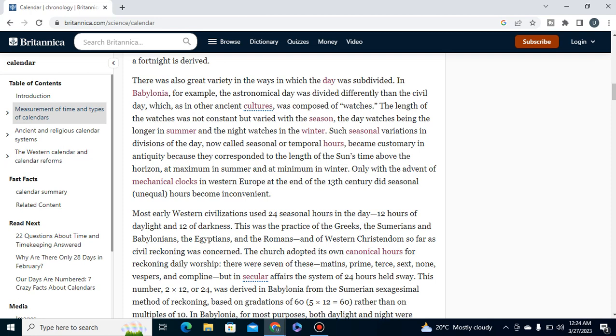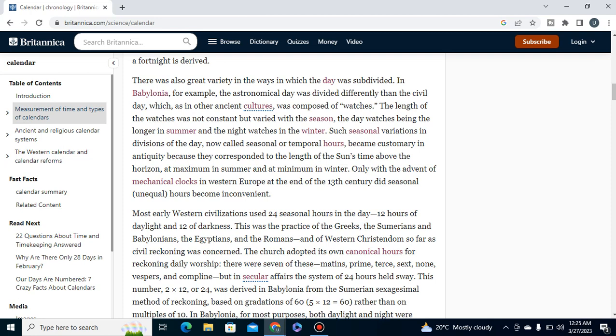So far as civil reckoning was concerned, the church adopted its own canonical hours for reckoning daily worship. There were seven of these: Latin prime, terce, sext, none, vespers and compline, but in secular affairs the system of 24 hours held sway.